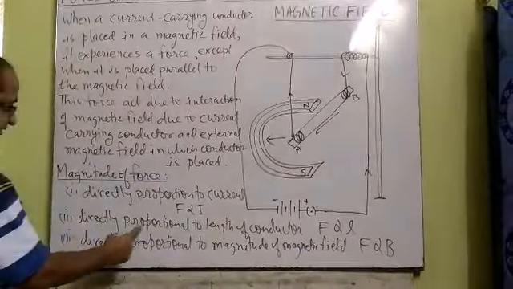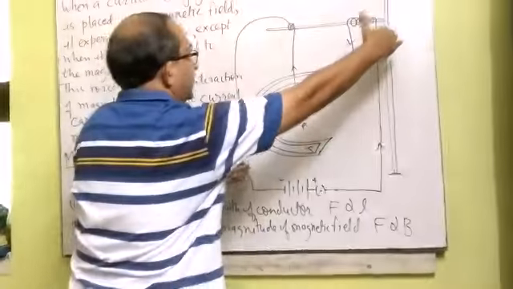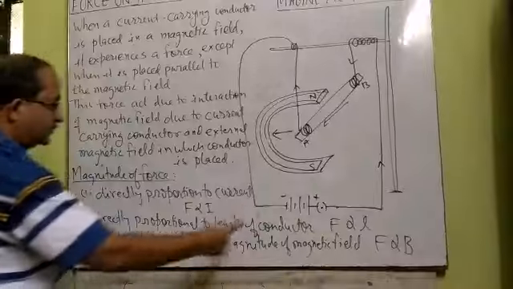Second point, the force is directly proportional to the length of the conducting wire. If we increase the length of this conducting material, then the force will be increased. So F is proportional to L.